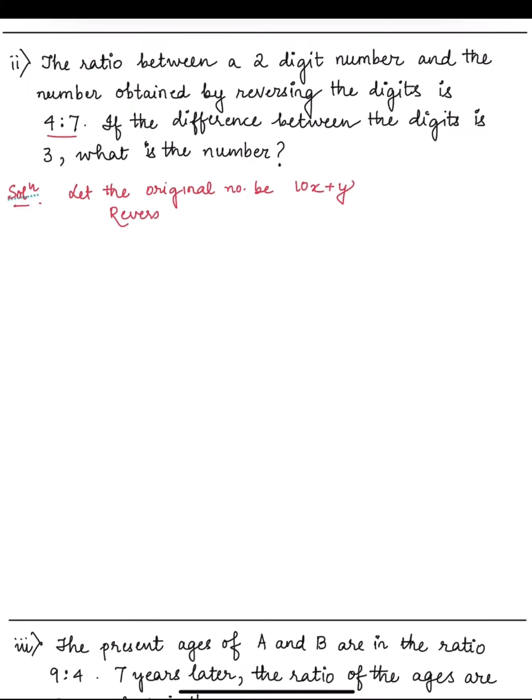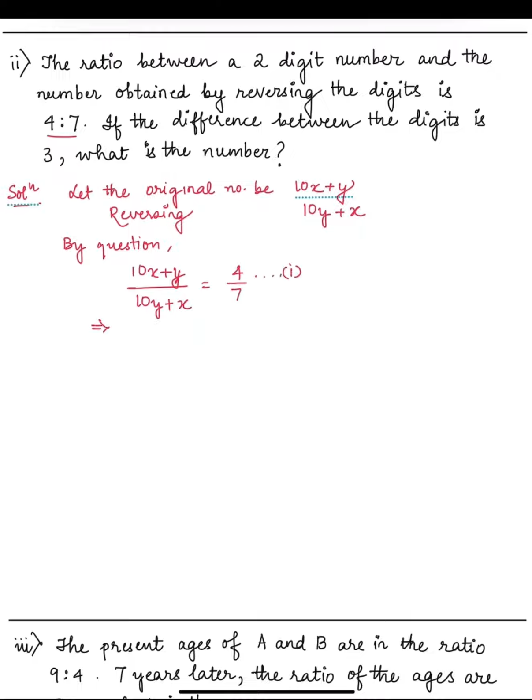Now on reversing, I'll get 10y plus x. This is how we represent any two-digit number. So by the question, (10x plus y) by (10y plus x) is 4 by 7. This is my first equation.